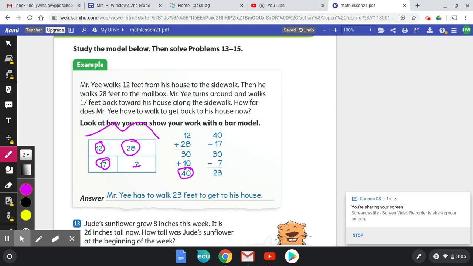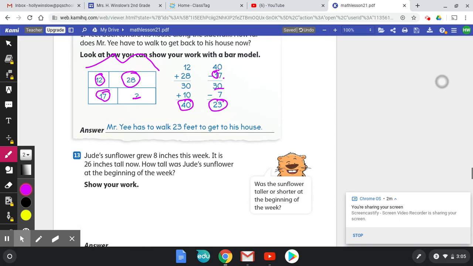So what they did was they took this 10 away from the 40, which gave them 30. That leaves me taking away the 7. So 30 minus 7 is 23 feet. So Mr. Yee has to walk 23 feet to get to his house from where he is right now.